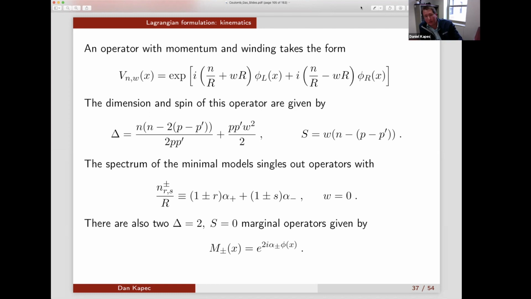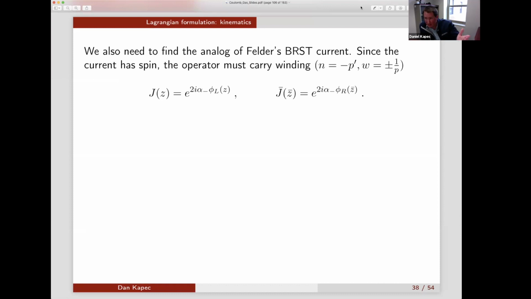And we also still have these two marginal operators, which are sort of the right-moving completions of the Dotsenko-Fateev screening operators. So the other operator that we need to keep track of is the analog of Felder's BRST current. And this is the piece which is, in my opinion, a little bit bizarre. So the current has to have spin, so it needs to carry winding. But actually, if you work it out, this current, if you want to reproduce Felder's construction, actually carries fractional winding. Okay, so I'll say more about that in a moment, but let's just proceed for a second.